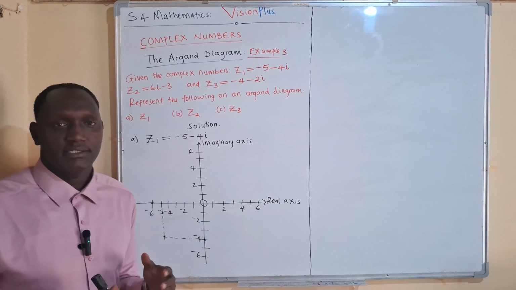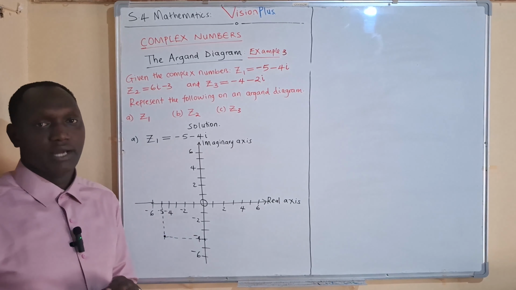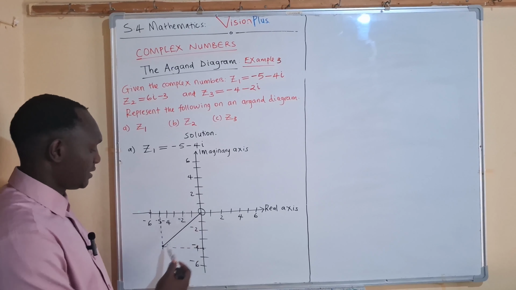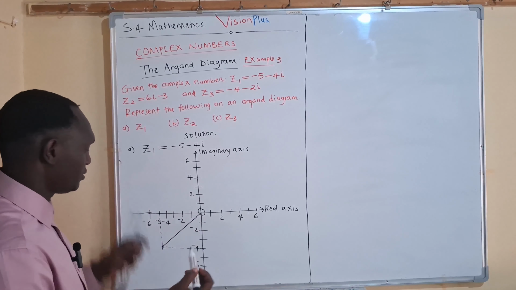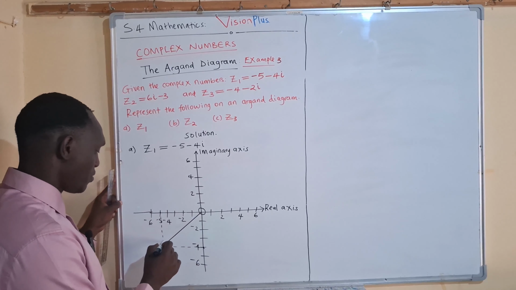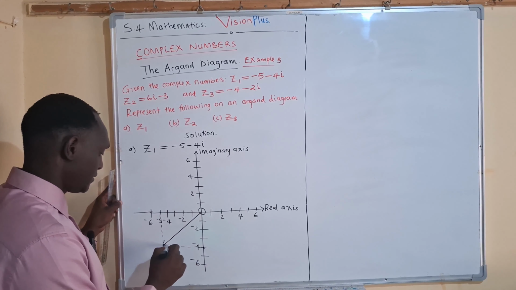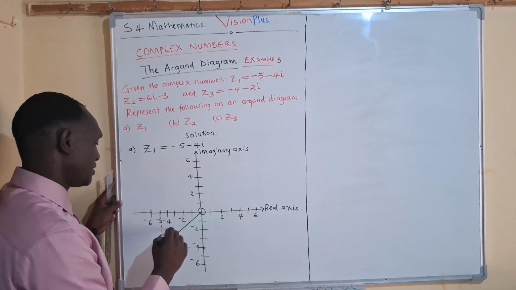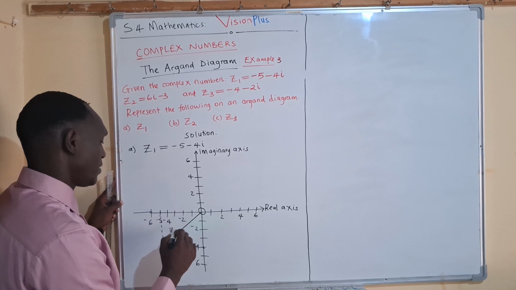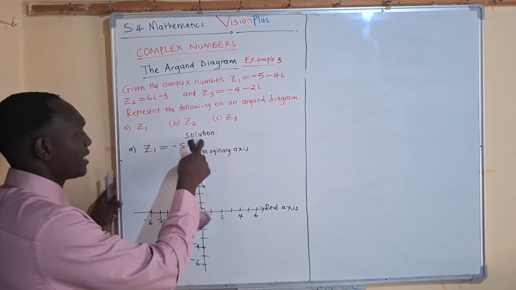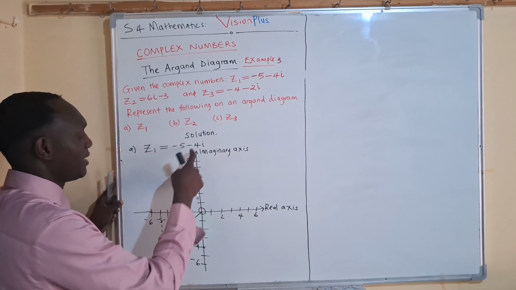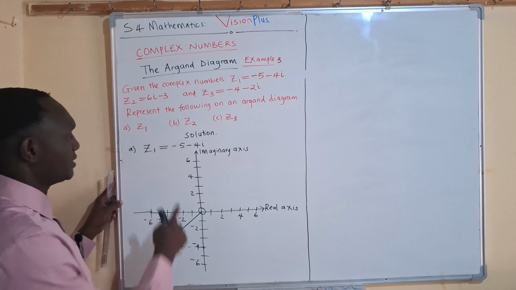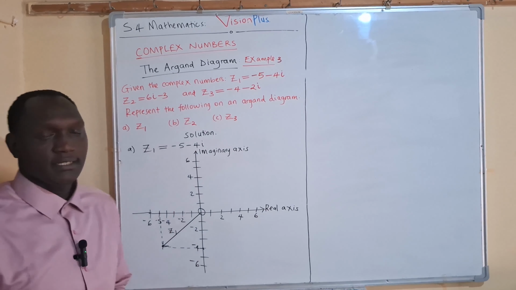We have said that our Argand diagram is not accurate. It's just an approximation. After drawing a straight line from the origin up to the point of intersection, we put the arrow on top here. And this is the complex number, which is Z1. Just mark it here as Z1. Or sometimes you can just write this on it, negative 5 minus 4i. But simply put Z1, which is the same as that.